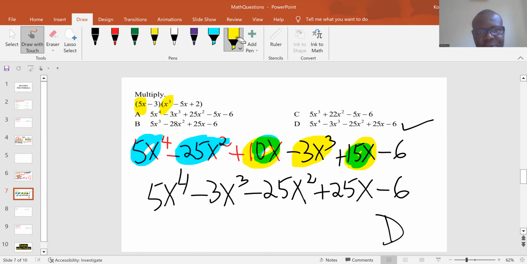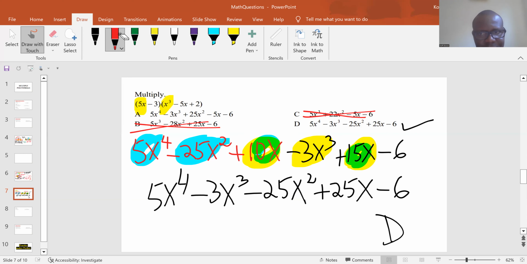Okay, based on that, if you check the 4 choices, A has a 5x to the 4th power. B doesn't have it. That means B will not be the correct choice. C, no. So we are between A and D. So you increase your chance, because we eliminate 2 choices.